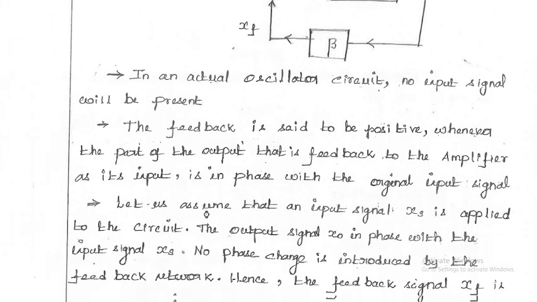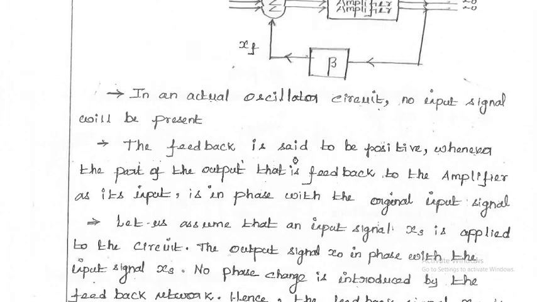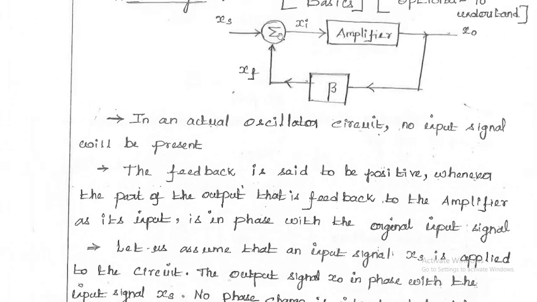Let us assume that an input signal is xs. xs is the input signal or source input, xa is the input of the amplifier, x naught is the output of the amplifier, and xf is the feedback signal of the feedback network.